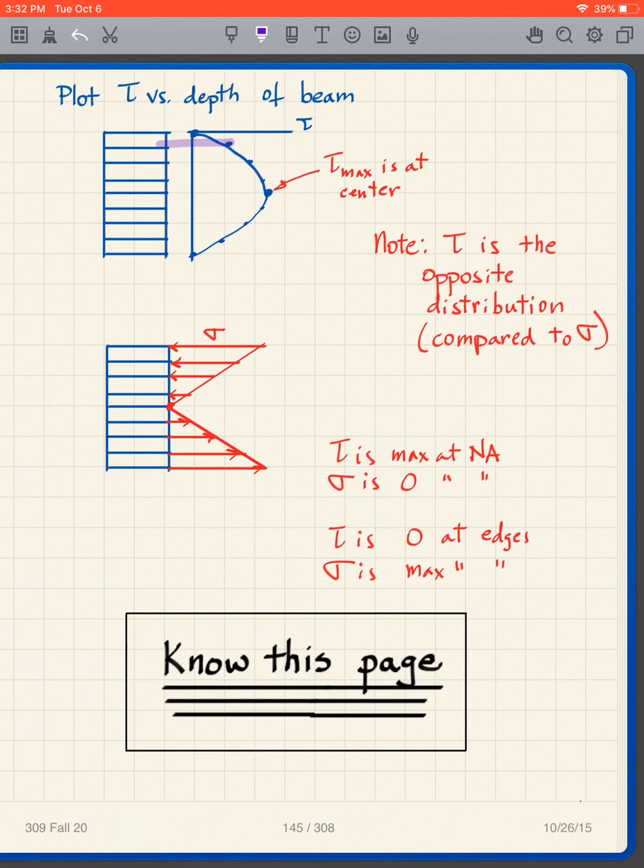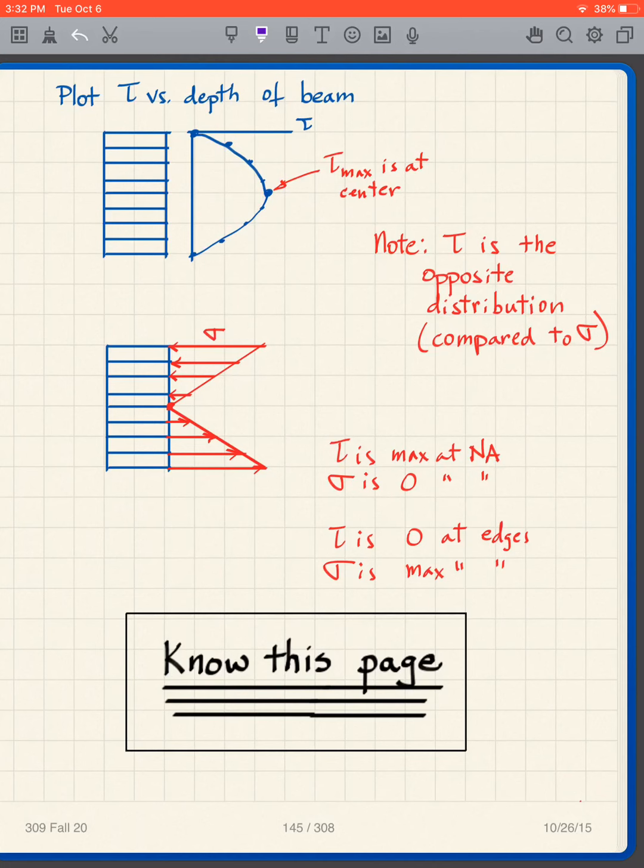and what do I learn? I learn that my distribution of shear stress across the beam cross-section looks like that. In other words, I get my tau max at the center here, or the centroid if I have a more complicated beam.